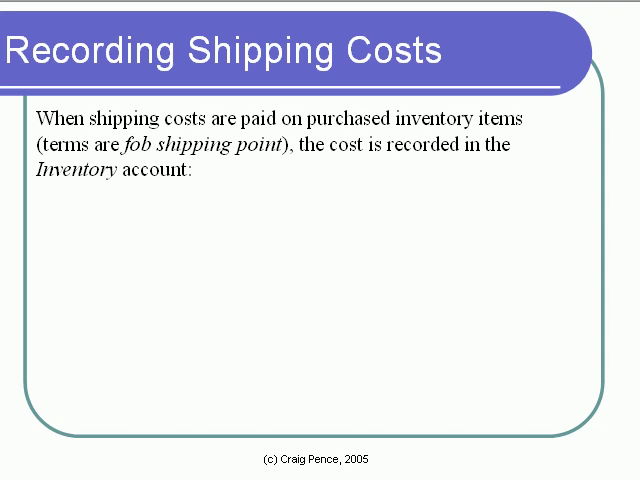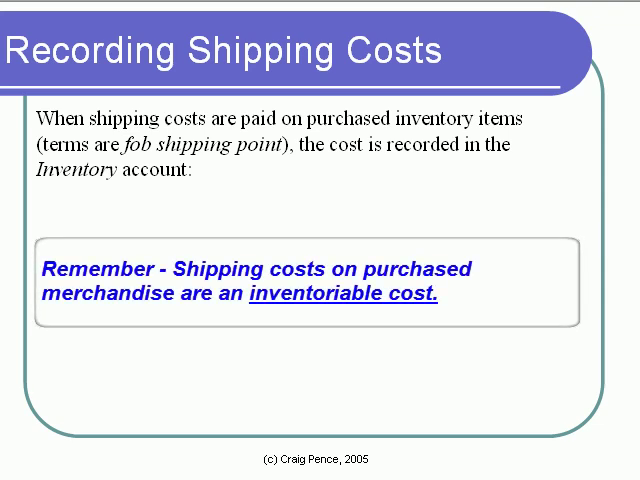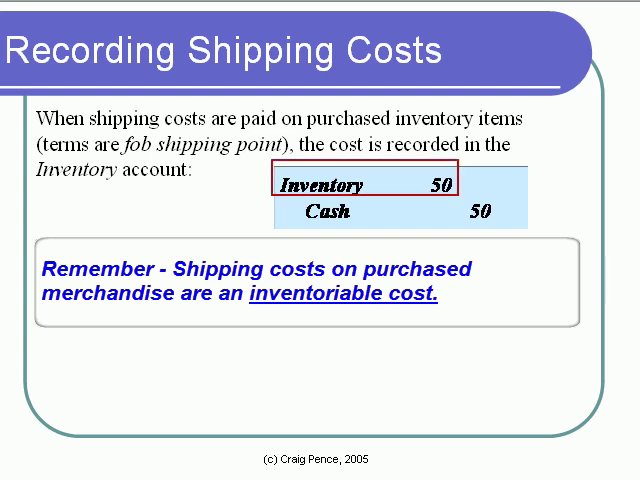Now that we understand which party is responsible for paying the freight and when it is that legal title passes to the buyer, we should look at the issue of recording freight costs. When the merchant makes a purchase of inventory items, terms FOB shipping point, then the merchant will have to pay the freight. We understand that shipping costs represent a necessary cost of obtaining the inventory, and therefore are an inventoriable cost. So when shipping costs are paid, the merchant will credit the cash account and then debit the inventory account.